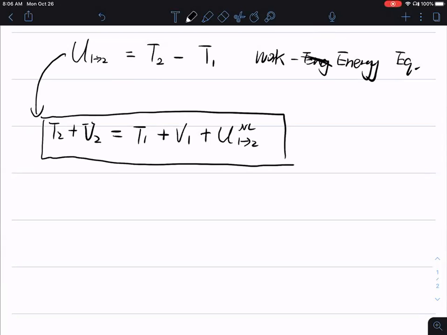So T, in this case, T is kinetic energy. So T2 is the kinetic energy at position 2, and T1 is the kinetic energy at position 1. So that is kinetic energy.